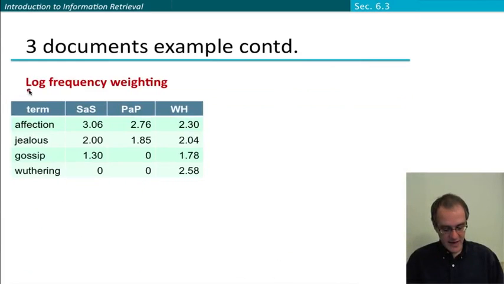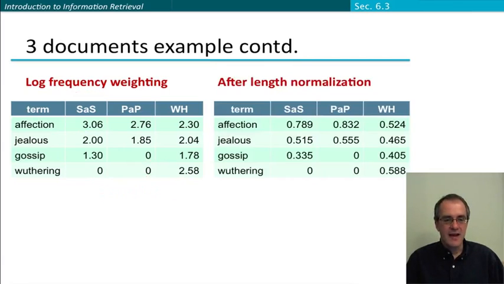Okay, so here we've done log frequency weighting of the kind we saw before. So the zeros stay 0, and then we have a mapping down, so getting a weighting of 3 for the number of times that affection appeared in Sense and Sensibility. But these vectors aren't yet of the same length. This is clearly the longest of the vectors. So the next step is to length normalize them.